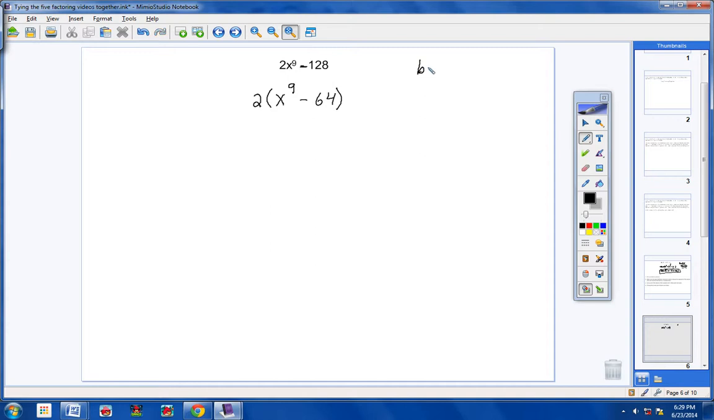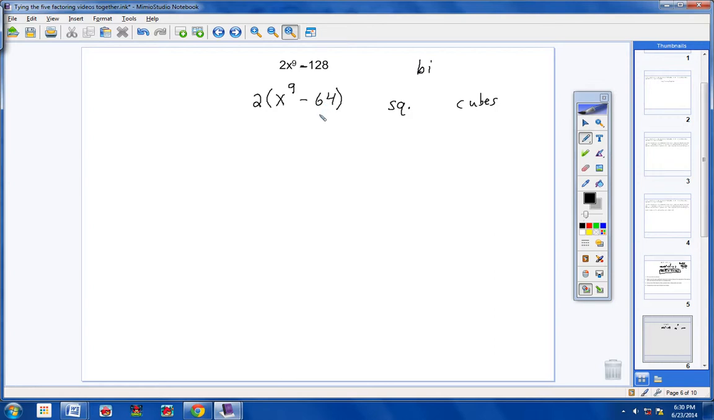Are you left over with a binomial, or are you left over with a trinomial? Now, if you're left over with a trinomial, we had how many types of trinomials? We had one that had a lead coefficient of 1, and then trinomials that did not have a lead coefficient of 1. But this is not a trinomial. This is a binomial. And we studied 3 types of binomials. Remember? Perfect squares, and then 2 different types of perfect cubes.